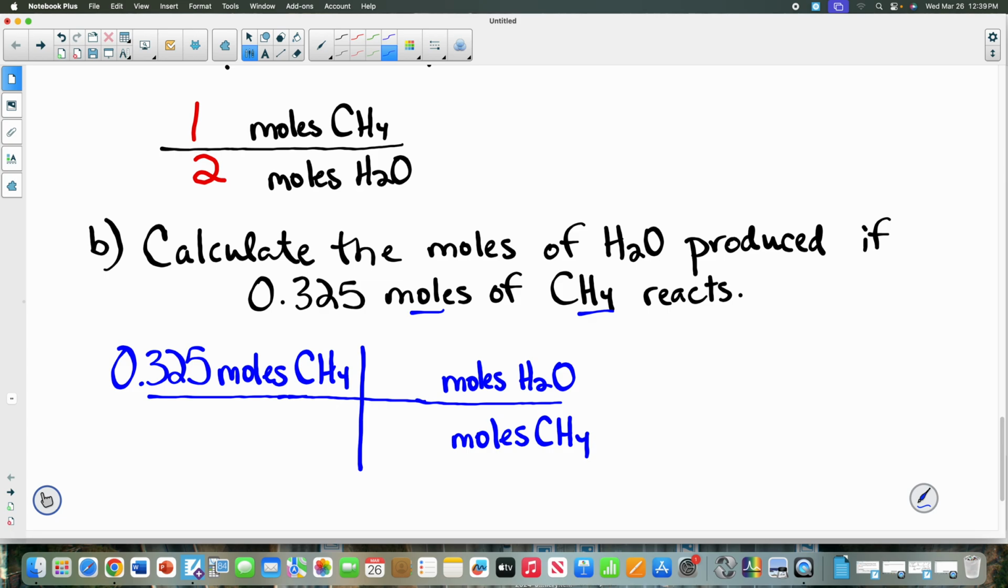Okay? So it's like I'm taking this ratio and I'm flipping it. So my 2 should go here, and my 1 should go here. Everyone see that? Do you understand why we're arranging it that way? Because of what I'm starting with and what I'm trying to calculate. So what I'm trying to calculate needs to go on top, and what I start with needs to go on the bottom so I can cancel.